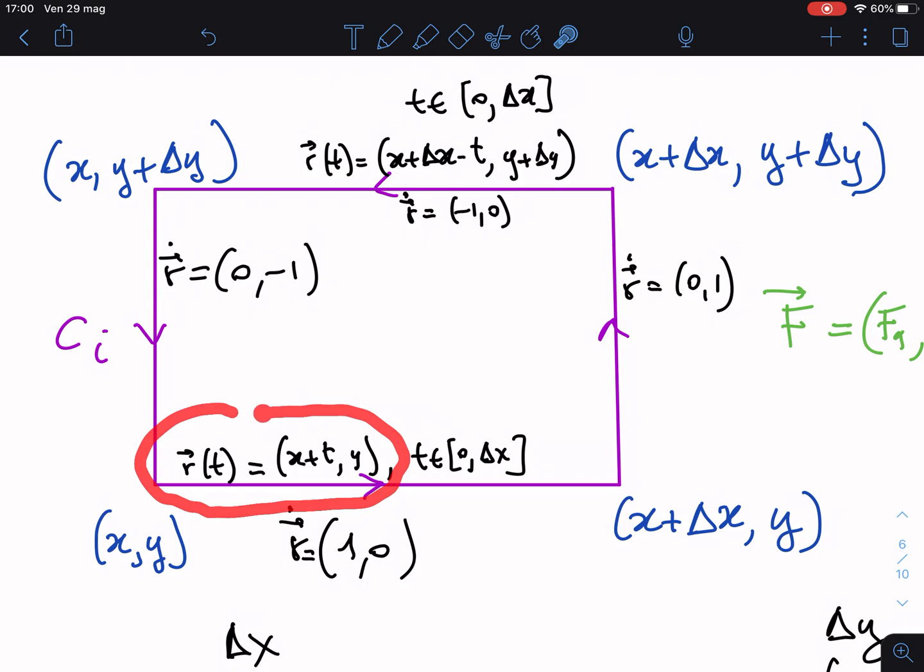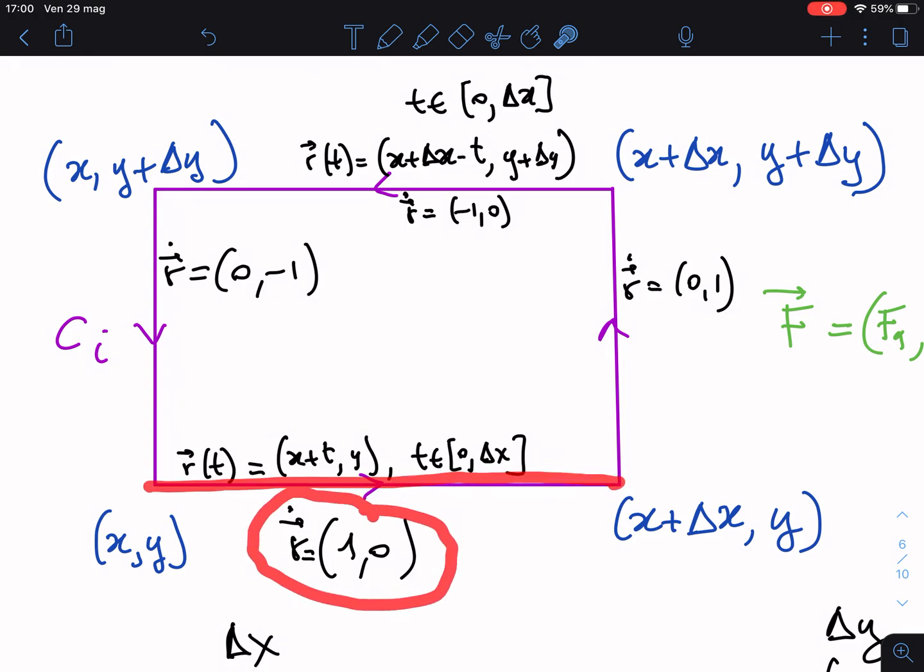Okay, so we have a very easy parametrization of this side, which is r of t, which has a y variable which is fixed on y. We start from y, we arrive on y. And the x variable is moving. So the x variable will be x plus t, with t running from 0, at t equal to 0 we are here, up to delta x. For t equal to delta x we are here. So what we get here is a uniform motion on this side with a constant velocity (1, 0). Constant speed (1, 0). Okay? So if you understood this point, the others are made exactly in the same way.